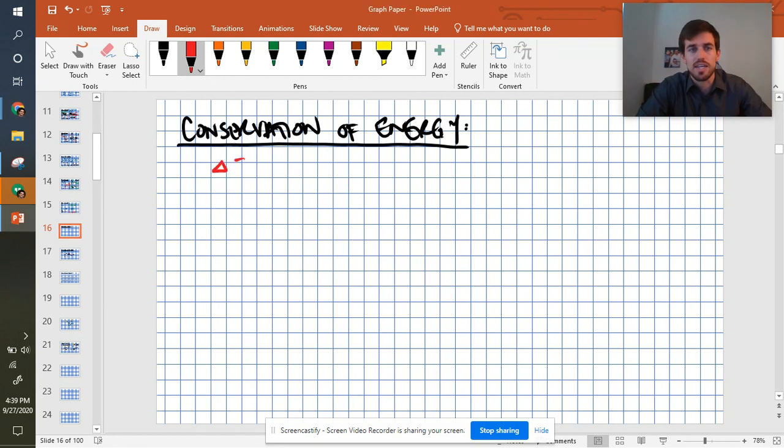Mathematically, it's written like this. The change of energy of the universe is always zero, which means that the energy at one moment should always be equal to the energy at another moment. But that doesn't hold for everything in the universe, depending on how we define our system.